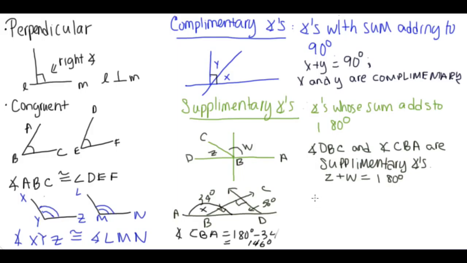I would also like to note here that angle ABC and angle CBD are adjacent angles because they share a common vertex, B, and they share a common side, BC. So adjacent angles are angles that share a common vertex and a common side.